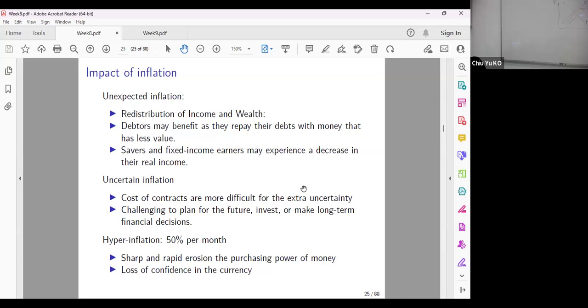And the other is called uncertain inflation. The problem is that you don't know the inflation. That makes it very difficult to do investment, because you don't know whether the government is printing money or not. Then it's very difficult to predict. If the government suddenly prints more money, then you lose all the money, you lose all the wealth, and that makes things very difficult.